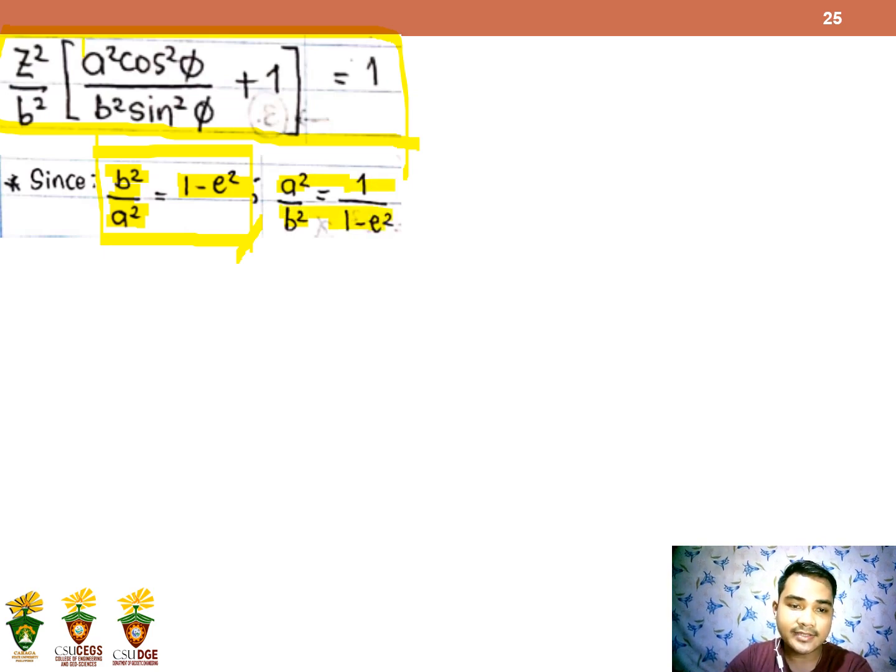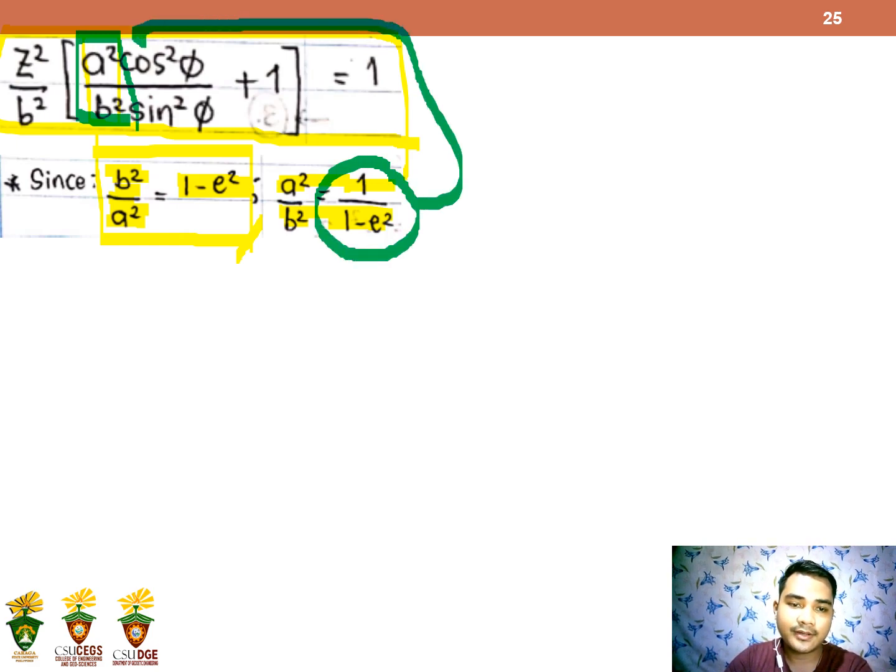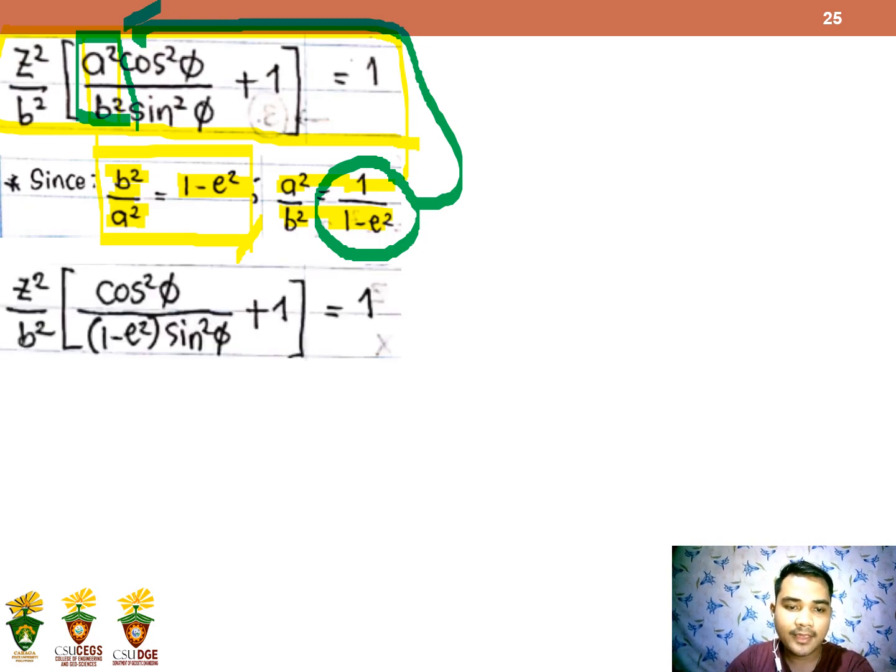And since we have a squared over b squared in our equation, we need to substitute this value. If you substitute 1 minus e squared for a squared over b squared in our equation, we have z squared over b squared times cosine squared geodetic latitude all over 1 minus e squared sine squared geodetic latitude plus 1, and that is also equal to 1.